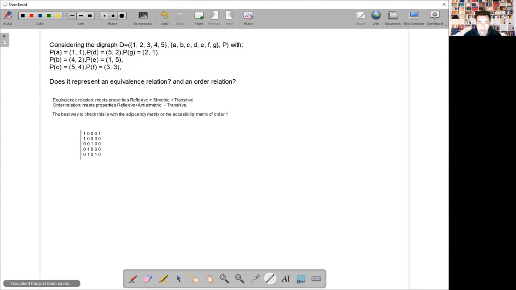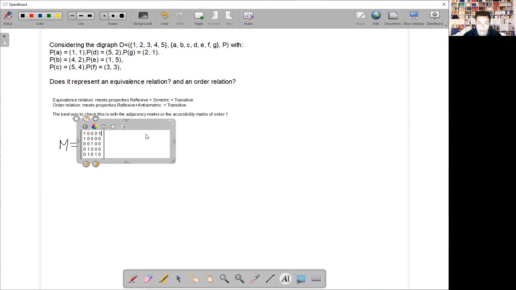Right? So this is the accessibility matrix of order 1. Okay, what happens here? Let me check the line color, black. Okay, so this is the matrix. So let's check the properties on this matrix.